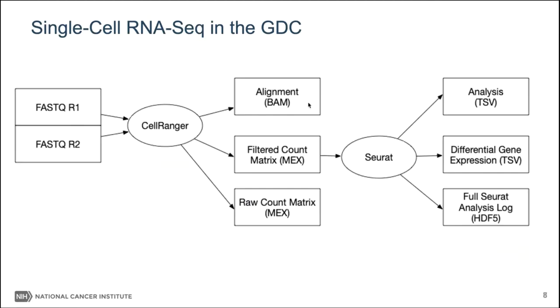So here's a diagram that I put together. We get the two FASTQs in. Cell Ranger aligns them, so that alignment is made available in the GDC. And it produces two gene expression matrices. These are basically what the expression level is for each gene for each cell. This is made available as a raw count matrix, which has all of the barcodes in it, and the filtered count matrix, which only has the cellular barcodes, the barcodes which were determined to be associated with a cell.